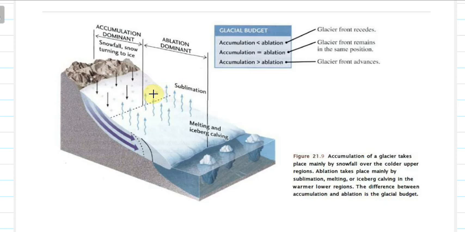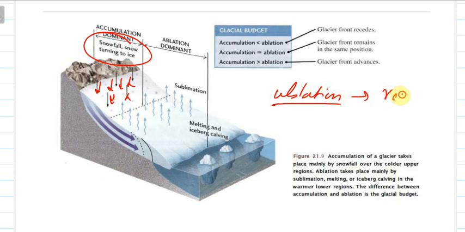Okay, now if we talk about the zone of accumulation and ablation, basically the accumulation is that zone where the snowfall is turning into ice. Okay, so it will obviously be at the higher altitude. Okay, then the zone of ablation. Ablation basically means where the glacier is receding.